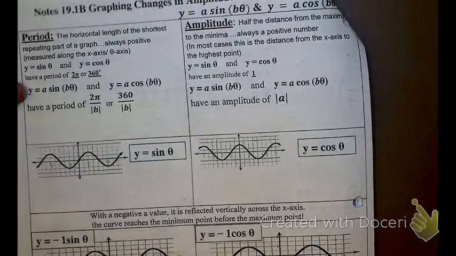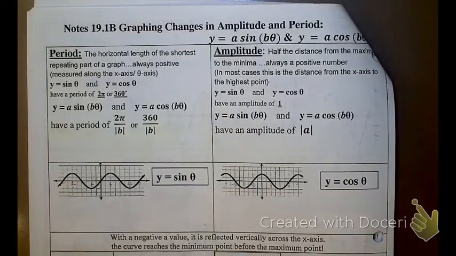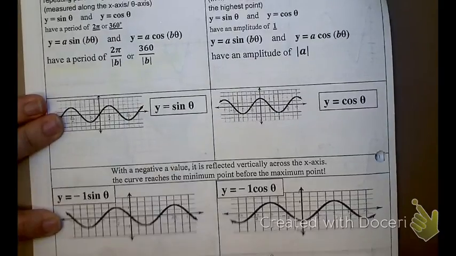Okay, so here are our notes for 19.1b. I'm going to walk you through this. This is very similar to 19.1a. The main difference comes down here when we change our amplitude a little bit.